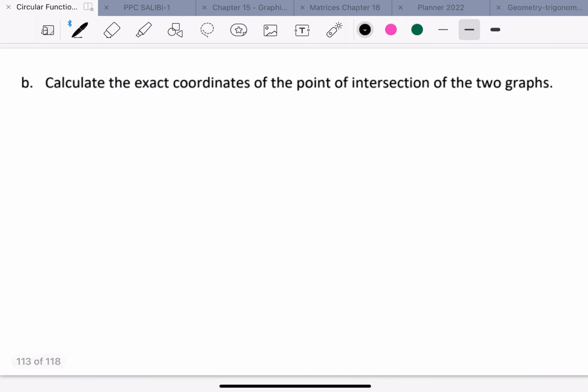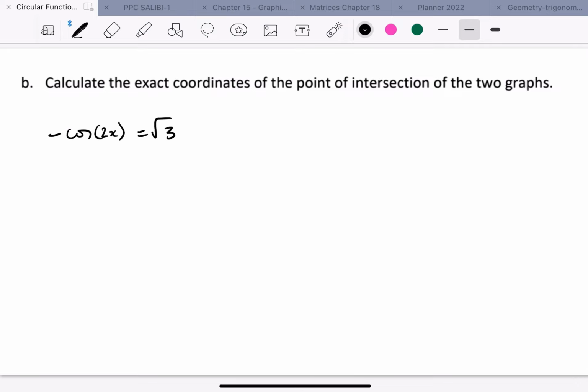All right, part B, calculate the exact coordinates of the point of intersection between the 2 graphs. So what I'm going to do at this point is I'm just going to put that straight into the CAS calculator. However, because these are 2 interesting graphs, I just want to show you how you would start off if this were a non-calculator exam. So I won't do the whole thing, but I'll just start you off by hand.